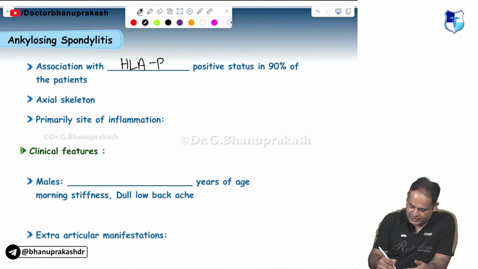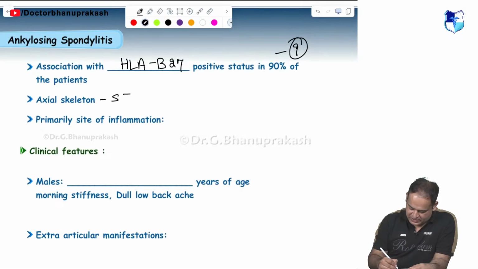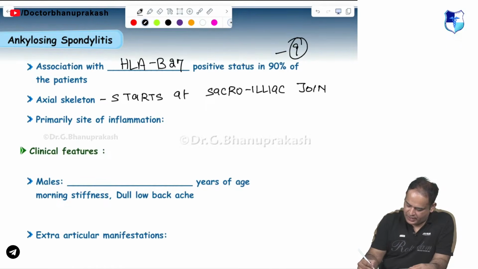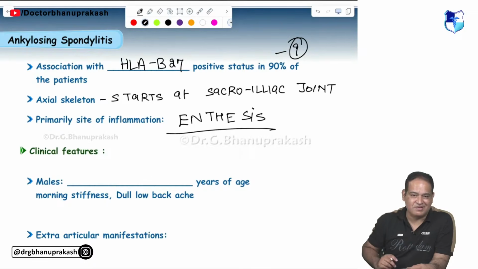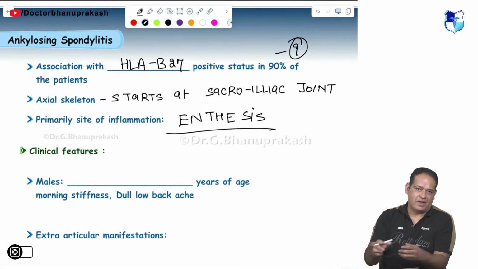It is associated with HLA-B27. Fine. Affects the axial skeleton. The disease starts at the sacroiliac joint. Primary site of inflammation is enthesis, the site of attachment of tendon with the bone. जहां tendon आके जुड़ेगा bone के साथ, वो area inflame हो जाएगा.